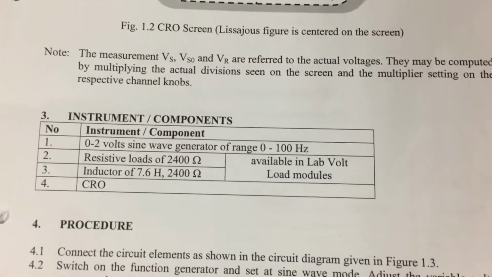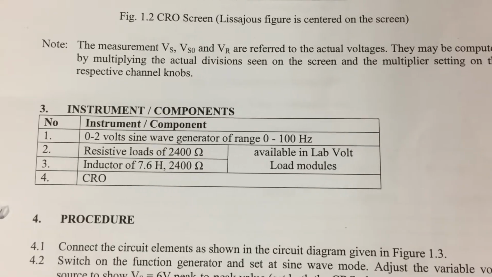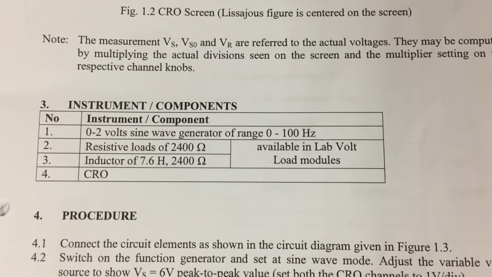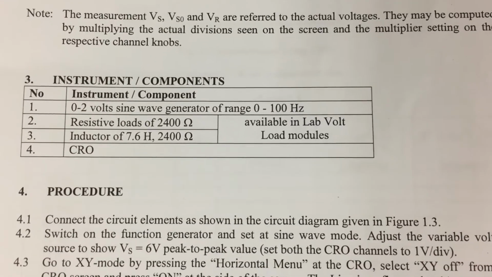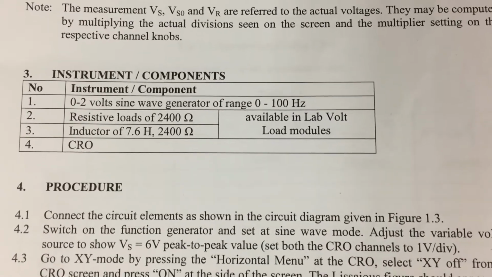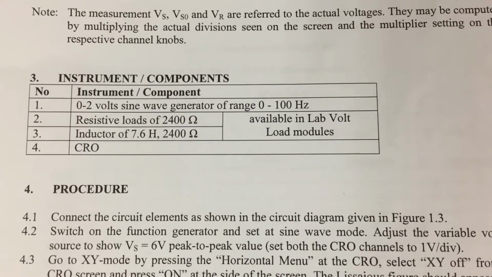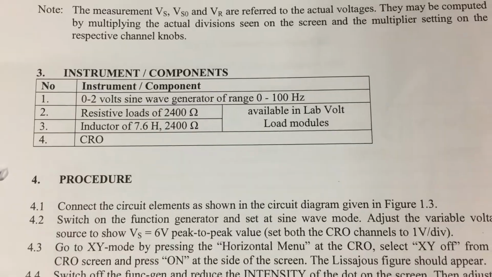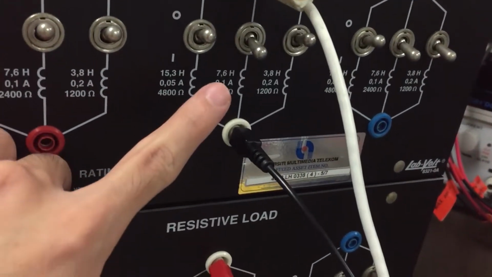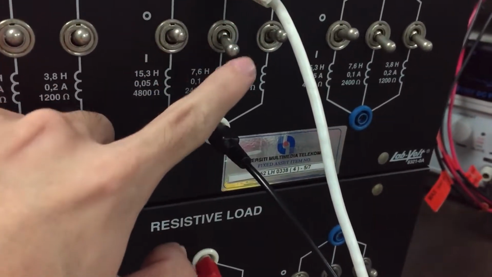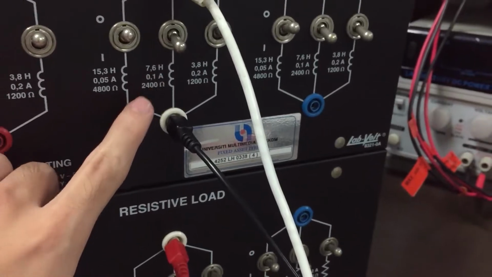Now let us look at the instruments and components needed in this experiment. We need a function generator with a range of 0 to 100 Hz, a resistor load of 2400 ohms, and an inductor load of 7.6 Henry. Finally, we need a CRO. This is the inductor load with 7.6 Henry. We can turn it on and we get this value, 7.6 Henry.